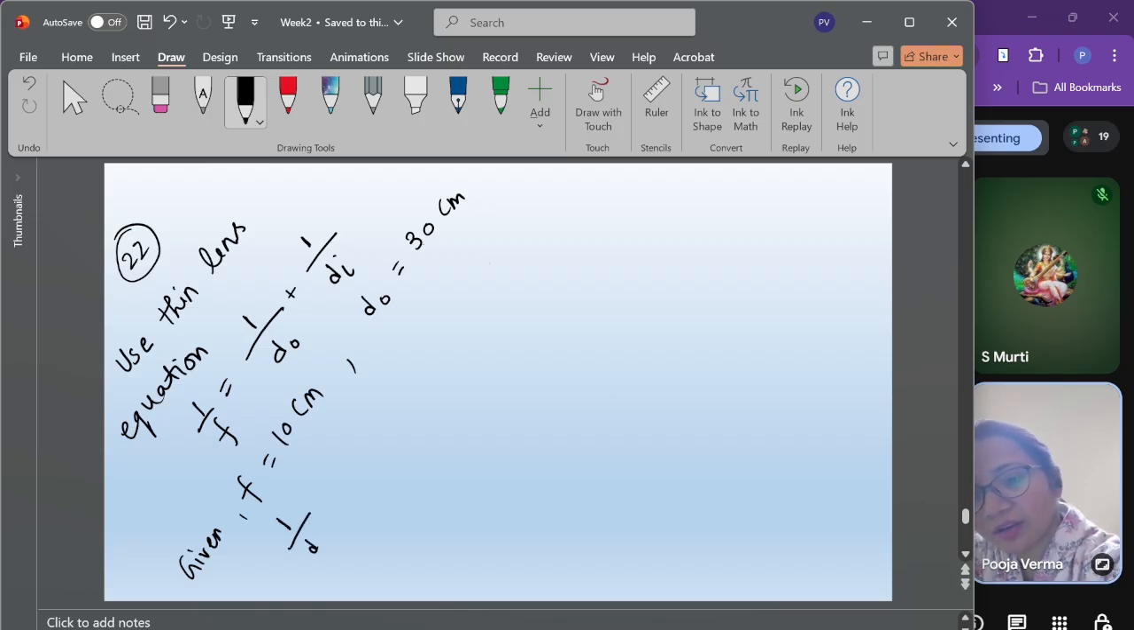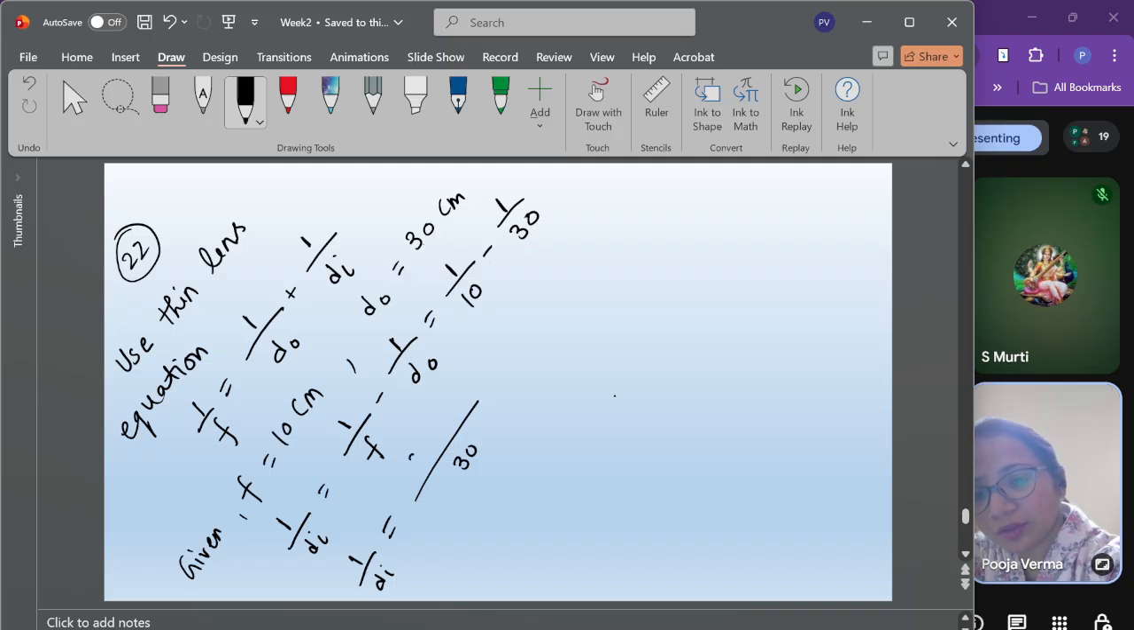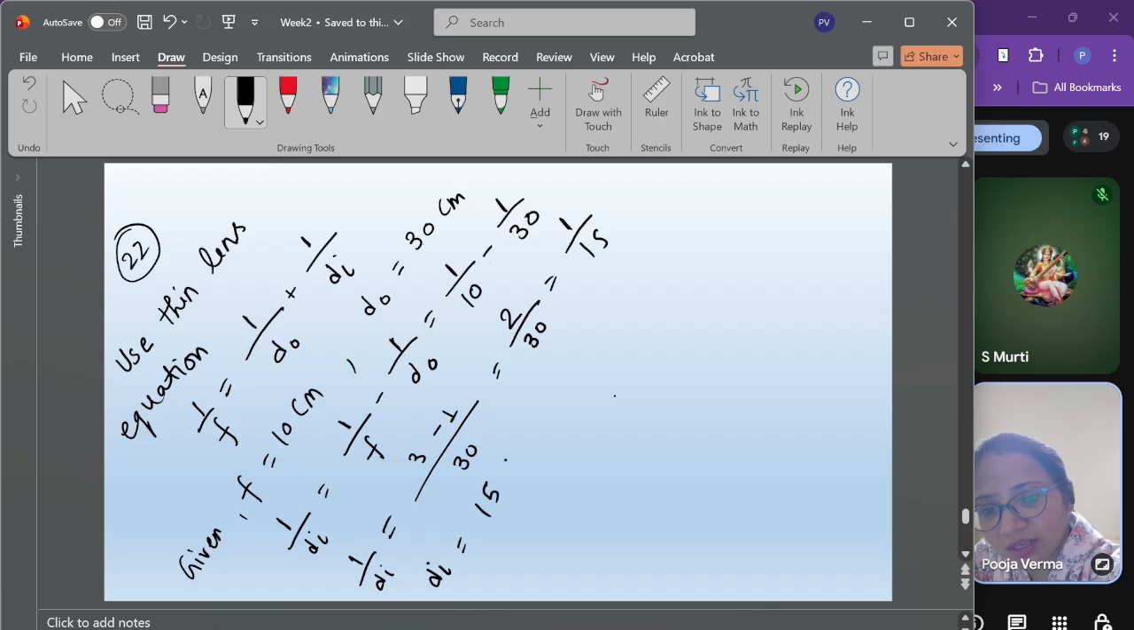Here the given values: f, that is the focal length, is 10 centimeters, and the object distance, d naught, is 30 centimeter. So now put in this equation and get di. So 1 by di is equal to 1 by f minus 1 by d naught, right? So just put all the values, 1 by 10 minus 1 by 30. So 1 by di is equal to, 3 minus 1, we will get 2 by 30. Overall, we will get 1 by 15. So the image distance di is 15 centimeter.